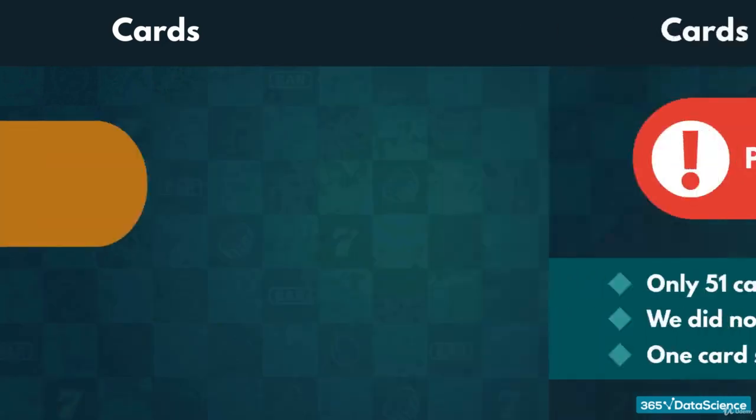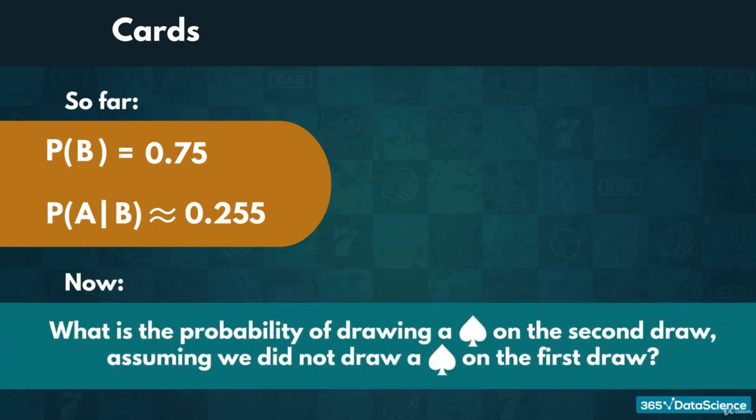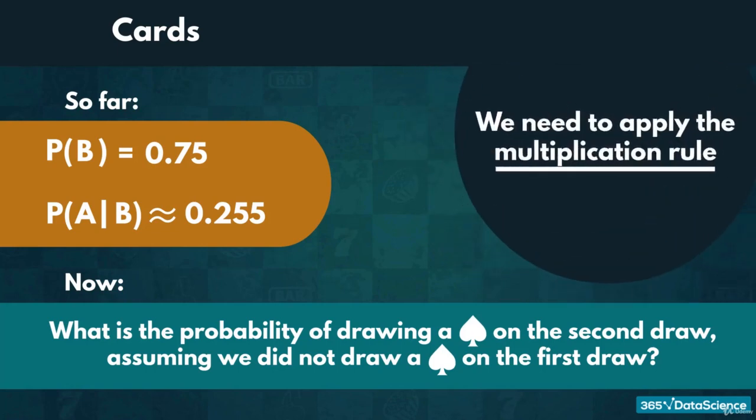Great! So far, we have calculated the likelihood of not drawing a spade on the first turn and the probability of drawing a spade on the second go, given we drew something else first. However, we still haven't answered the question we are interested in. What is the probability of drawing a spade on the second draw, assuming we did not draw a spade on the first draw? To answer it, we need to apply the multiplication rule.